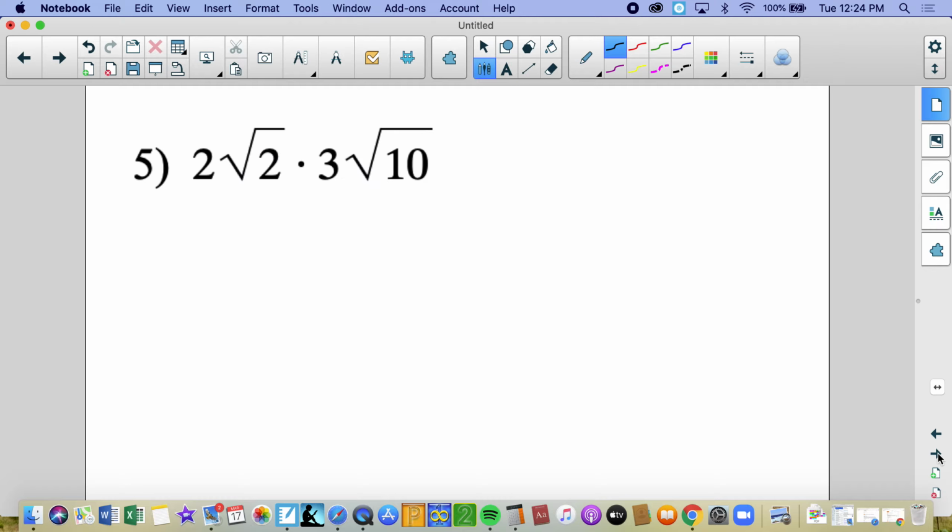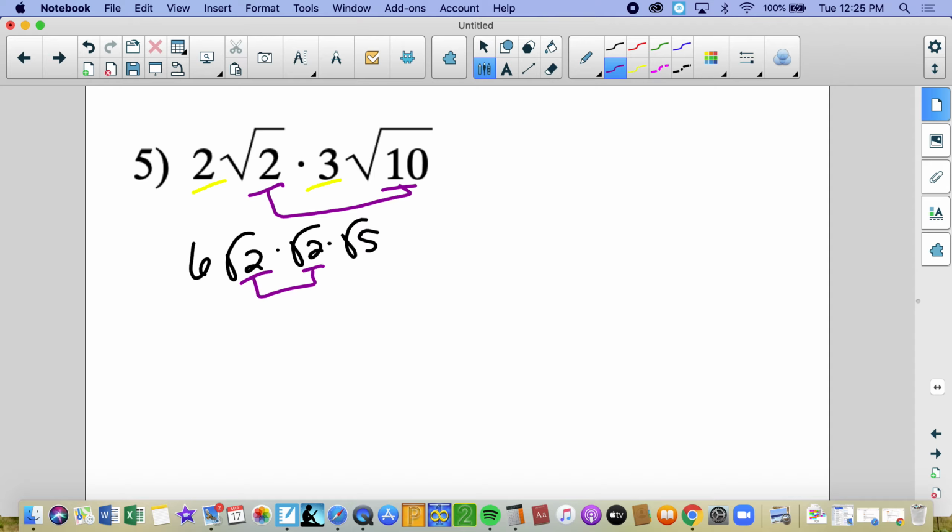Let's look at another one. Again, we want to combine those coefficients first. The numbers on the outside of the house, 2 times 3 makes 6. Now we're looking at the radicals, and we're seeing if we can find a common factor. Rad 2 I'm going to leave as rad 2. Rad 10 I'm going to break into rad 2, rad 5. And now I see that my rad 2s can pop out. So 6 times 2, rad 5, gives me 12 rad 5.